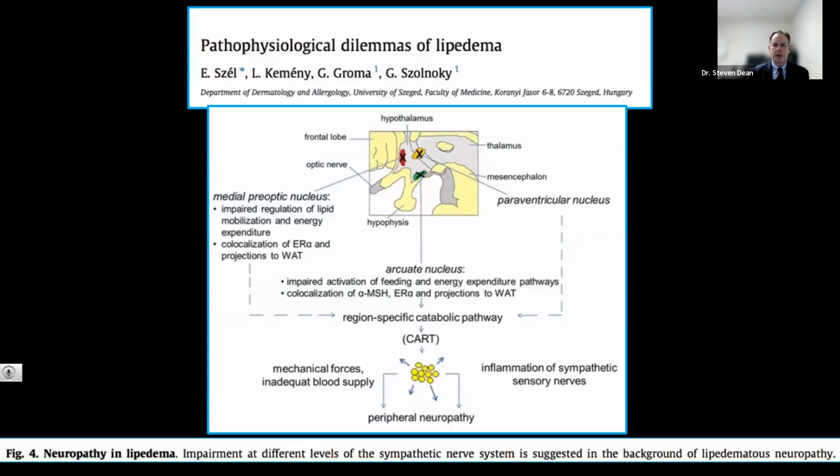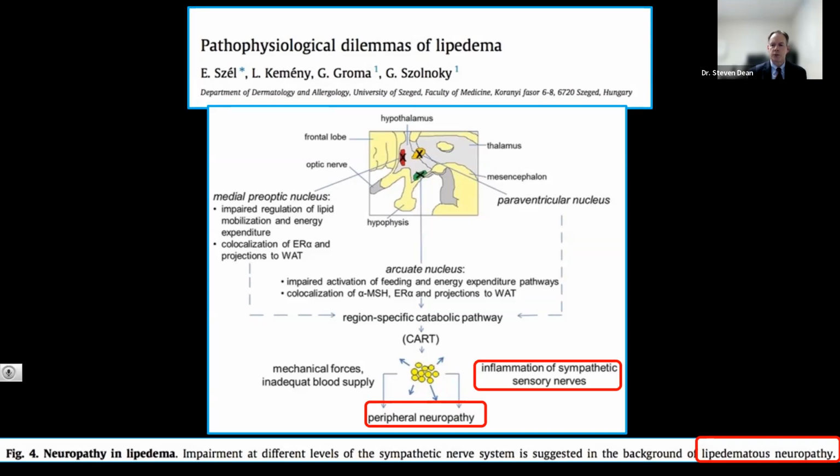So with that thought in mind, this is a really thought-provoking article by Zell and Associates. It was published back in 2014 entitled The Pathophysiologic Dilemmas of Lipedema. And herein the authors posited that the patient with lipedema actually has inflammation of their sympathetic sensory nerves as well as a peripheral neuropathy. So collectively, this peripheral neuropathy, which by the way is probably a small fiber neuropathy, they refer to as a lipedematous neuropathy, a lipedematous small fiber neuropathy.